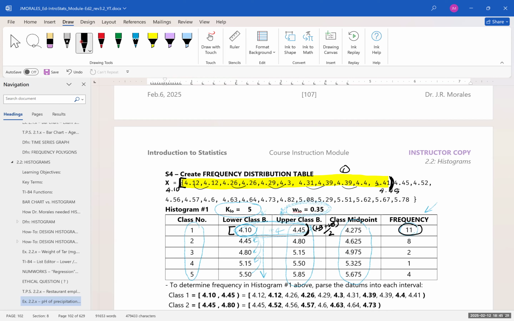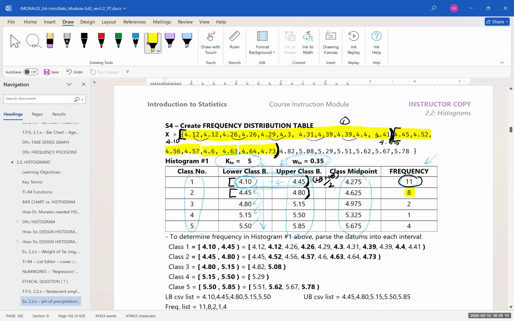Okay, the next class is going to include 4.45, but not include 4.8. So it's going to include 4.45 and not include 4.8, which would be right there. So we're going to have 1, 2, 3, 4, 5, 6, 7, 8, which gives us a frequency of 8.